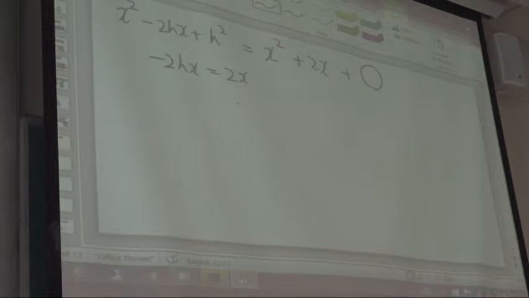So negative 2h should be the same as 2, because we have the same x here. Then what is h? Negative 1. We have to get h as negative 1. That means we need plus h squared, plus negative 1 squared.